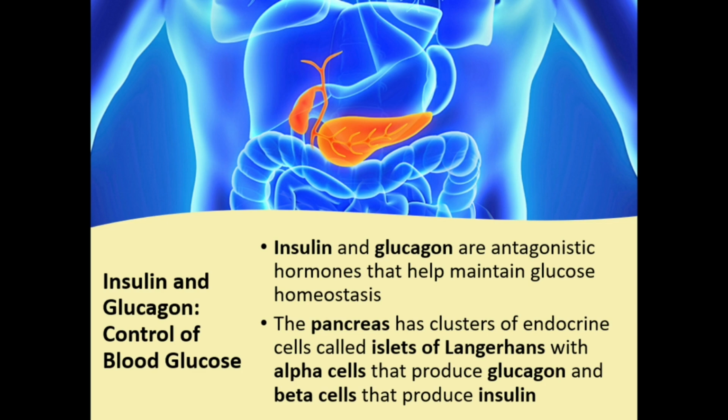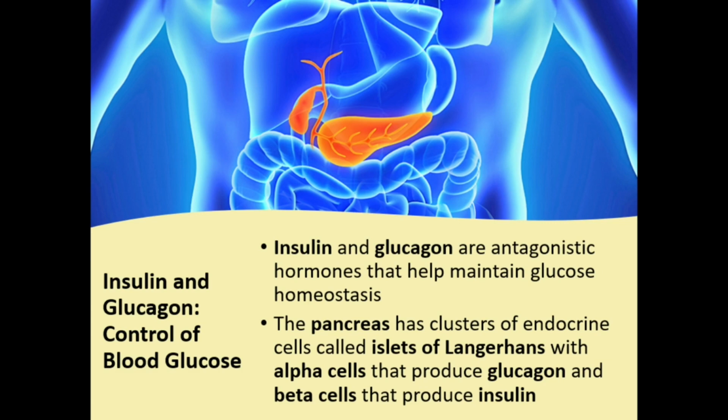When it comes to the control of blood glucose, we are relying on insulin and glucagon. And as I've mentioned previously, these are antagonistic hormones. Antagonistic doesn't mean that they're necessarily directly fighting each other. It just means that they work opposing each other. So one does one thing and the other one does the opposite. So insulin and glucagon are antagonistic hormones that help maintain glucose homeostasis.